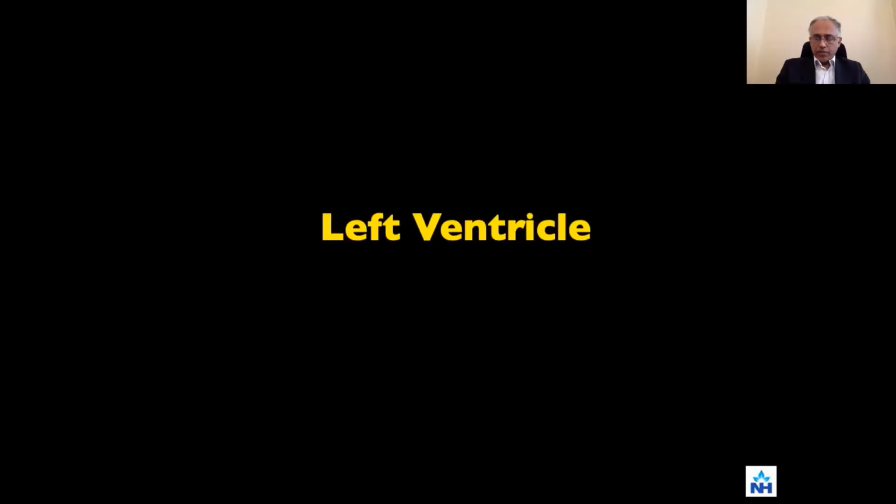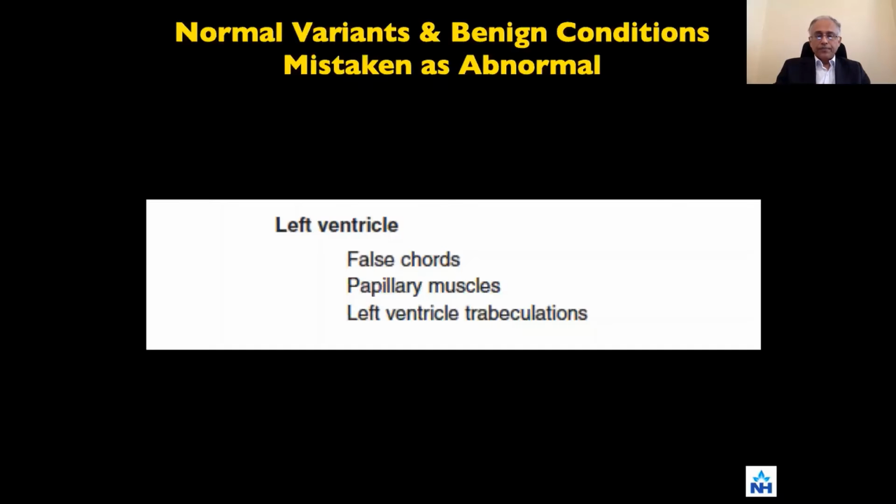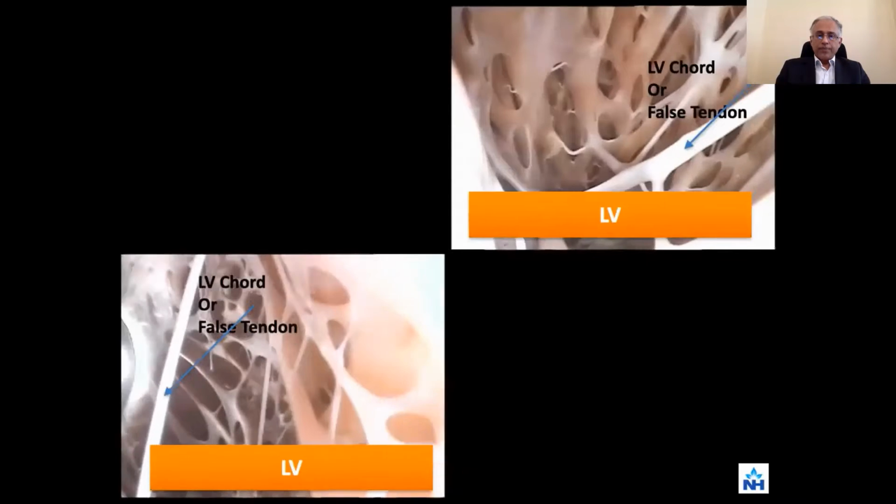Now the next chamber, the left ventricle. The left ventricle has few structures compared to the other chambers, especially when you compare it with the atria. You have something called the false cords or false tendons, and then you have the papillary muscles, which can be seen from different angles and can appear like a mass, so you should be careful. And the left ventricular trabeculations can also look very prominent.